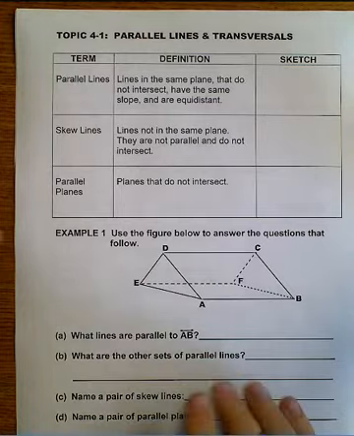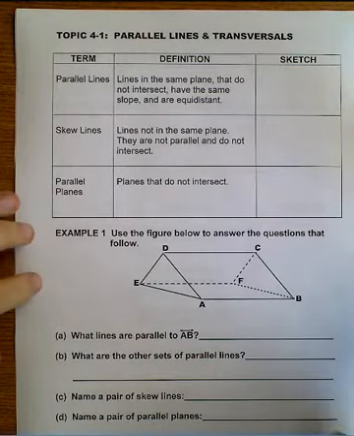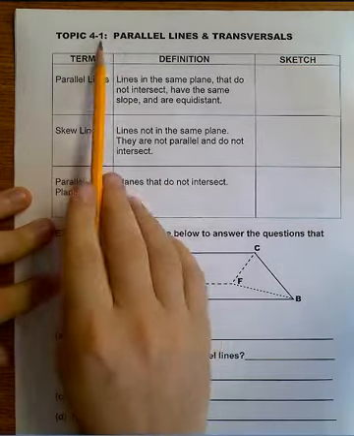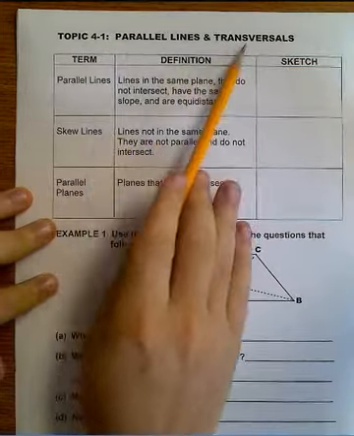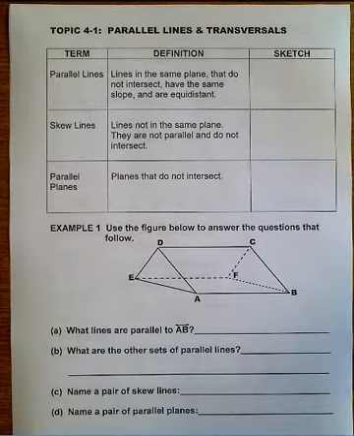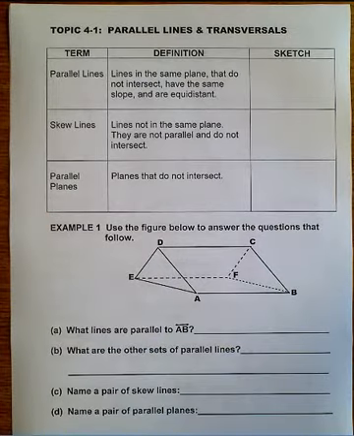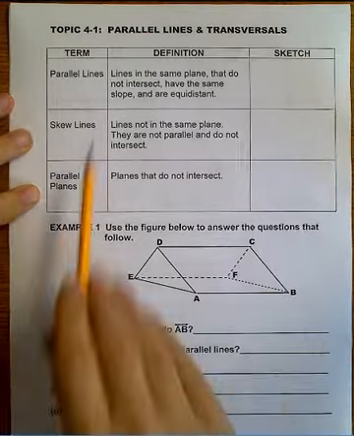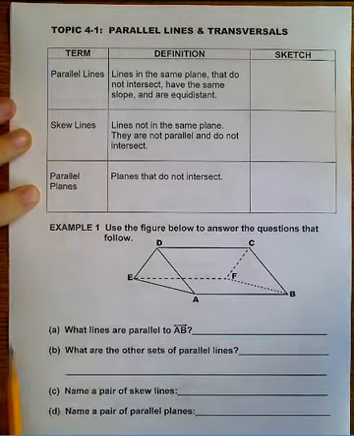Hello class. Today we're going to be talking about topic 4.1 over parallel lines and transversals. Most of this unit is going to be vocabulary, so take notes and pay attention. Later I want you to make sure that you know the difference between angle pairs. That'll be the focus of the lesson. But before we can even get to that, we need to talk about some specific terms.